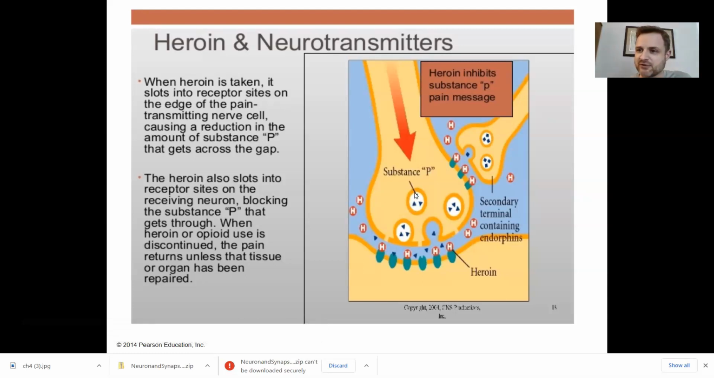Here you can see the little triangle neurotransmitters. These sort of green oblong things would be the receptors in the postsynaptic neuron, which P would bind to send the pain signal from one neuron to the next. So in this diagram, what's happening is heroin, which is an opioid, is a chemical that also binds to these receptors. And when it binds to these receptors, the pain signal, the pain neurotransmitter gets blocked. So when you're on opioids, what you're doing is you're blocking the body's ability, the brain's ability really, to transmit signals of pain.